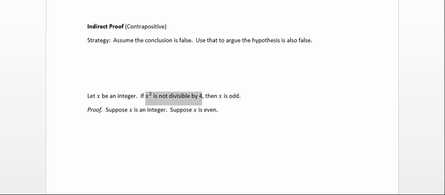Well, if x squared not divisible by 4 is false, then x squared is divisible by 4. So I want to prove that x squared is divisible by 4, basically. All right. So that's where I want to get to, that x squared is divisible by 4. Well, okay, x is even. So I know that I have something I can write down based on that. I can say x equals 2 times some integer k.